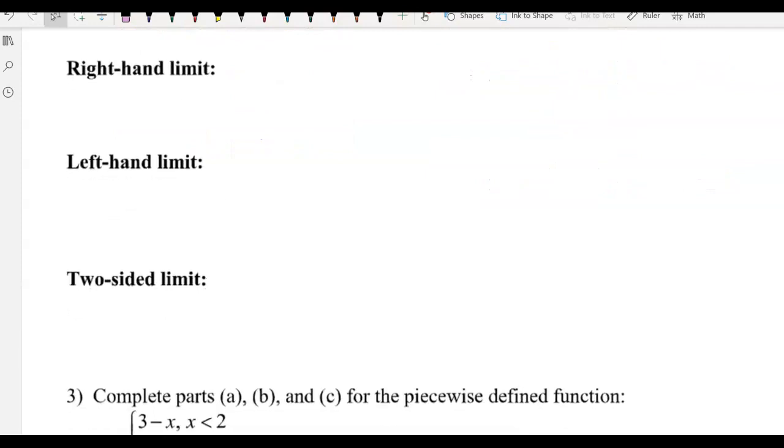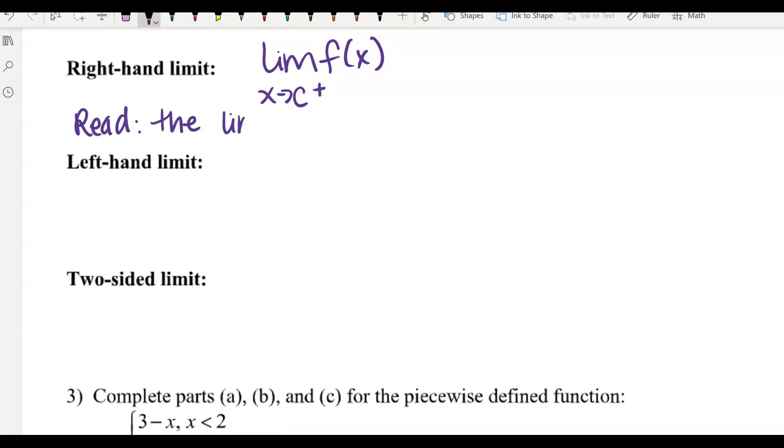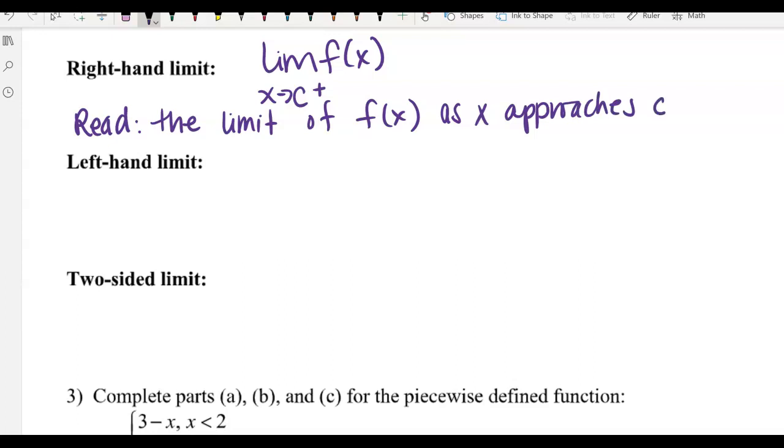I never know. Okay. Right-hand limit, left-hand limit, and two-sided limit. Our right-hand limit is this: the limit as x approaches c, and then we use the plus symbol to indicate it is the right-hand limit of a function. Let's call it f of x. We read this as: the limit of f of x as x approaches c from the right.